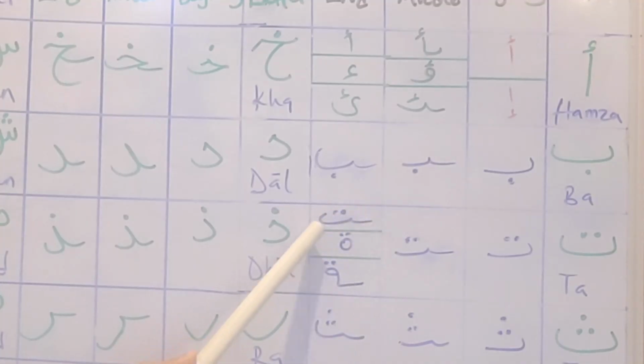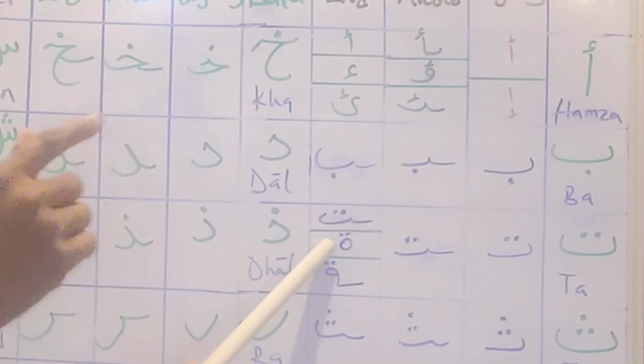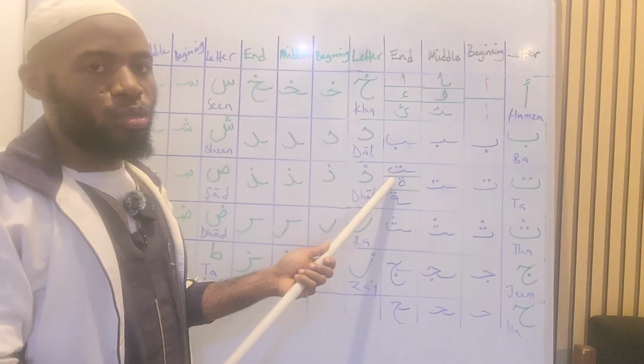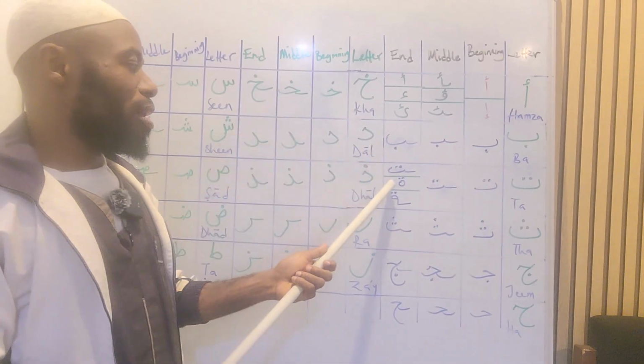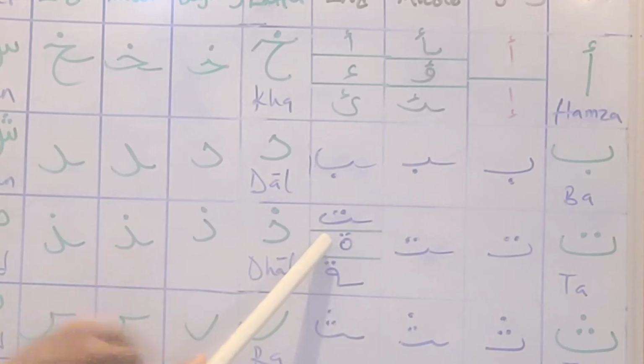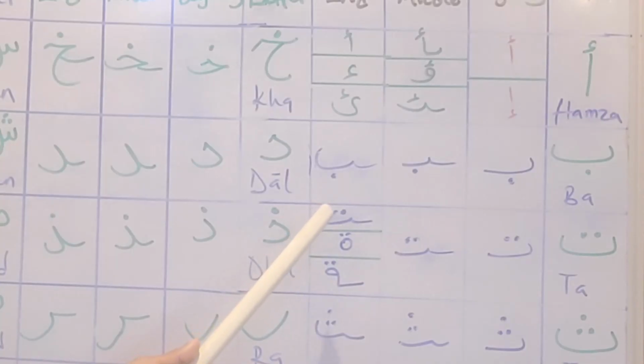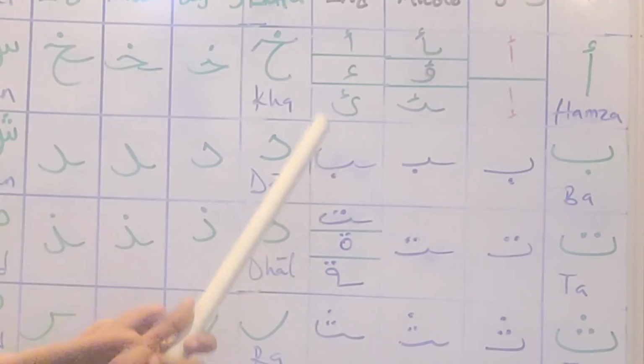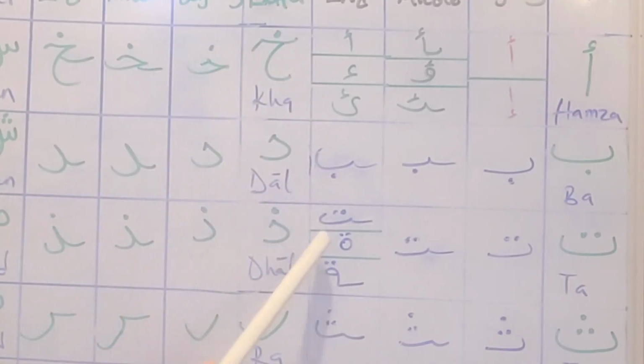Ta can be written in this form at the end, and also be written as this. We call this ta marbuta, a round ta. Ta'un marbuta, so the round ta. So this is also what? Ta. When you have to write ta at the end of the word, it can be written in this form. You can find it in this form, and I can also find it in this form. So they call this ta'un maftuha, an open ta, while this is ta marbuta, the closed ta, the round ta.